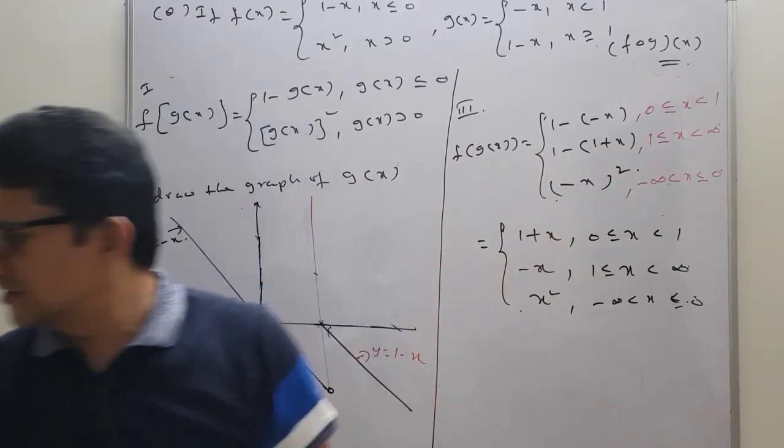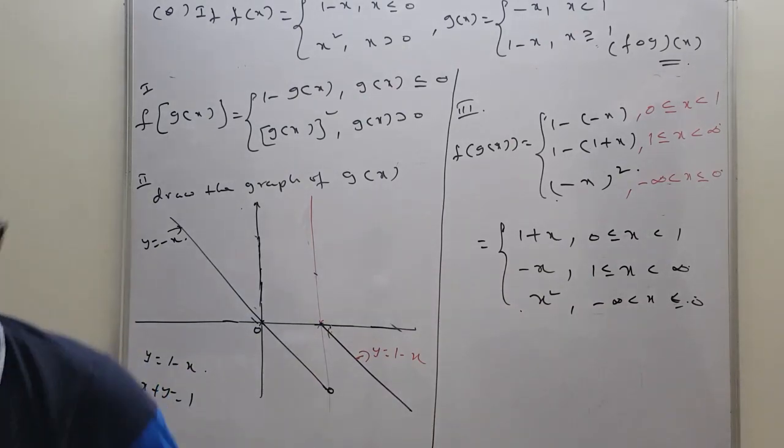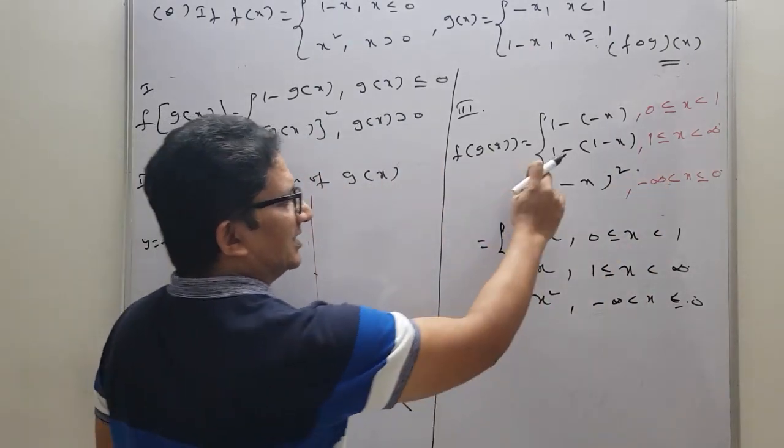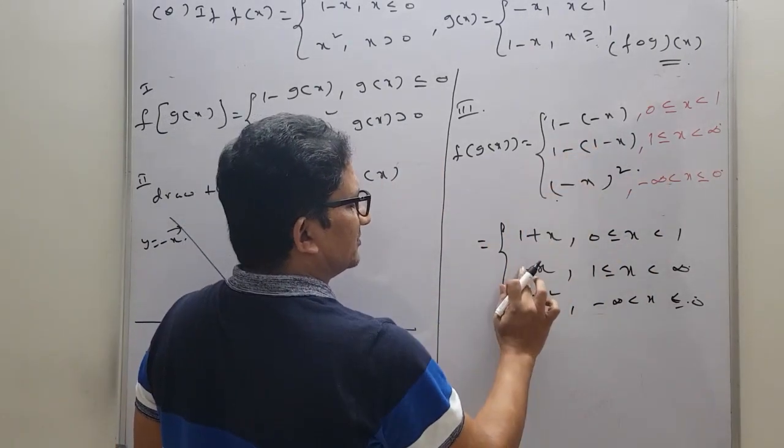1 minus x, okay, sorry, that is a spelling error. This is 1 minus x. So if you write 1 minus x, it means minus minus cancels. So what will we get here? Plus.